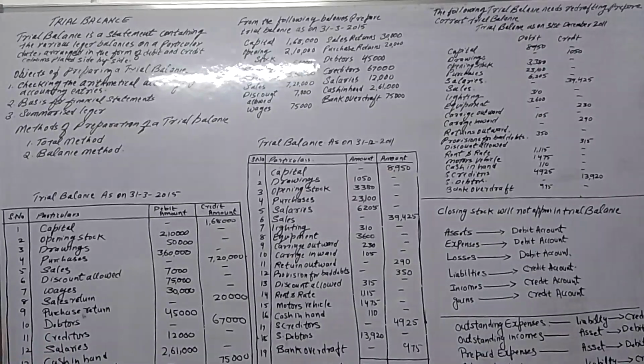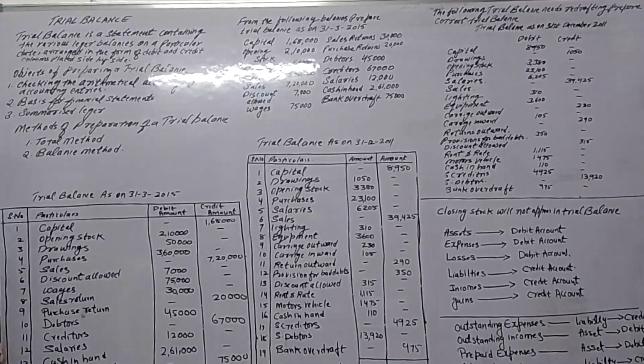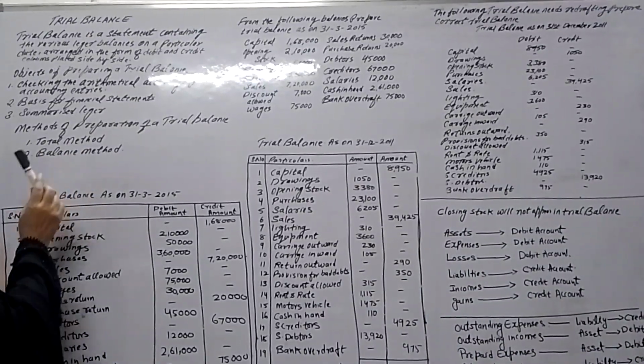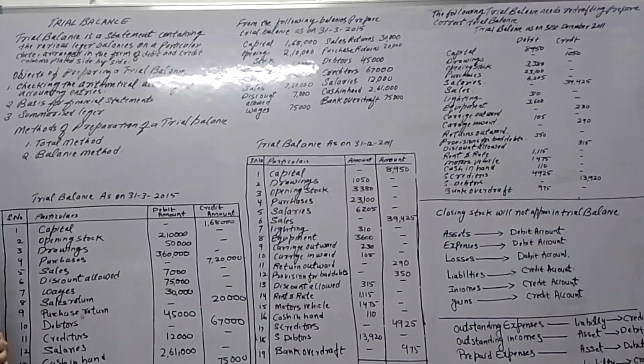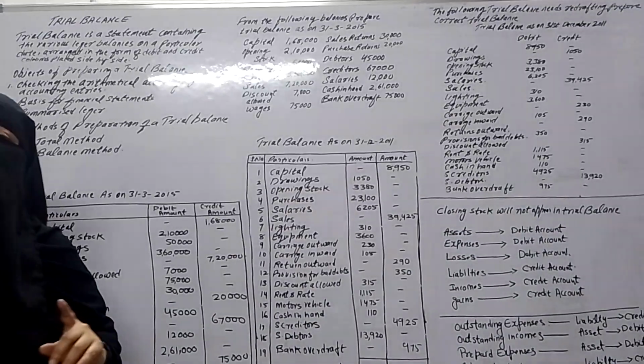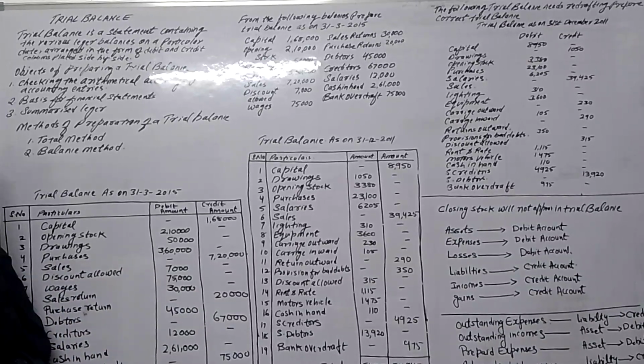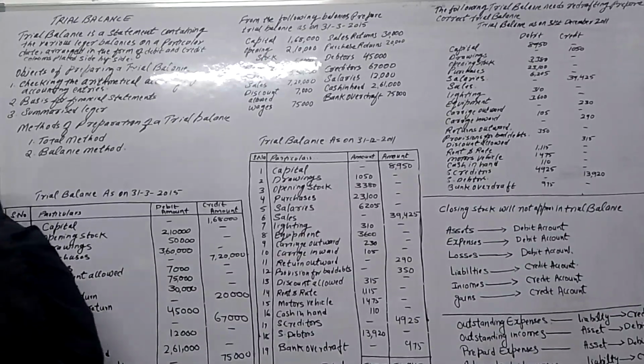And for preparation of trial balance, we have two methods. First is total method and the second is balance method. So preparation of trial balance is based on two methods. The first one is total method and the second one is balance method.